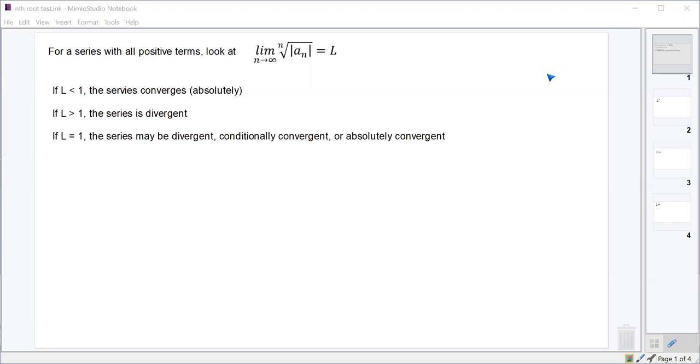So the nth root test just says you need a series that has all positive terms. If your series doesn't have all positive terms, then you just have to take the absolute value of it, like we've been doing.